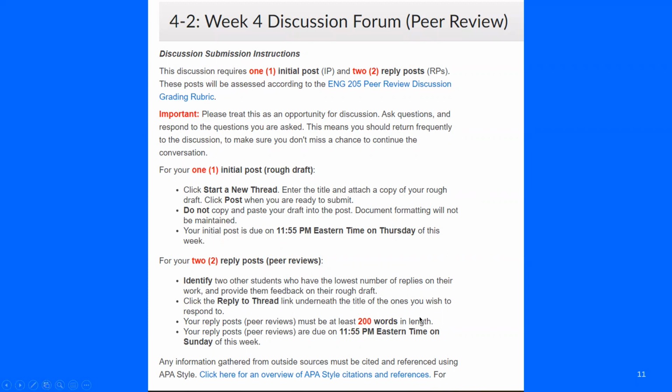The length requirement for the peer review is a little bit longer than normal. Normally, your reply posts just need to be 100 words, but because we're trying to give our peers in-depth, specific feedback on their writing, which could be very useful to them when revising and editing their paper, the reply post for this week needs to be at least 200 words for each peer. So each reply needs to be at least 200 words.